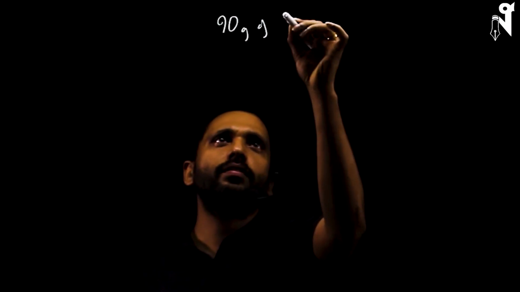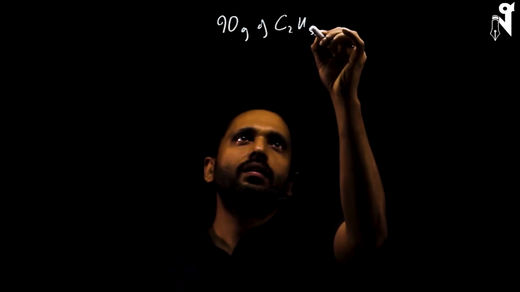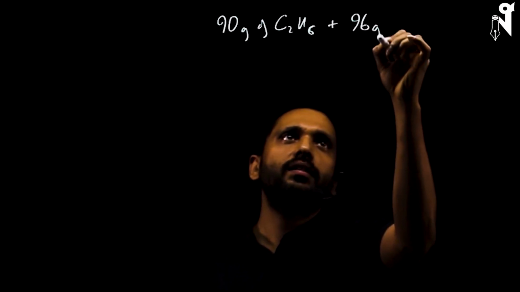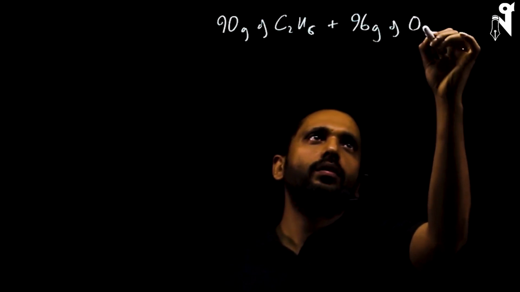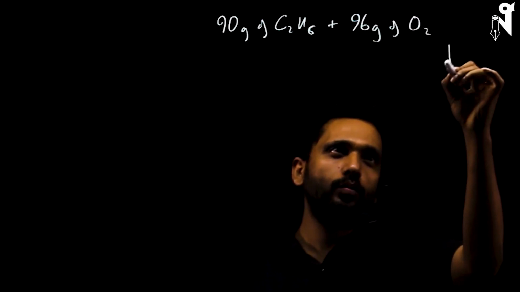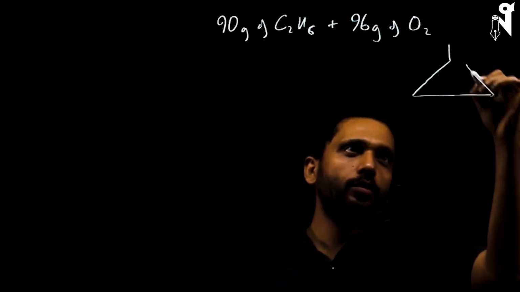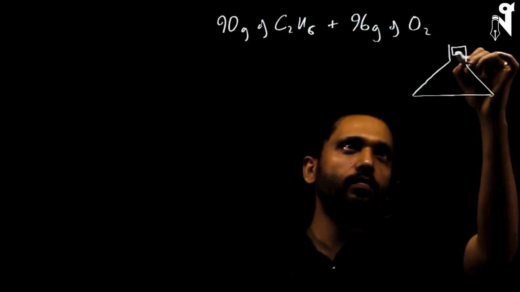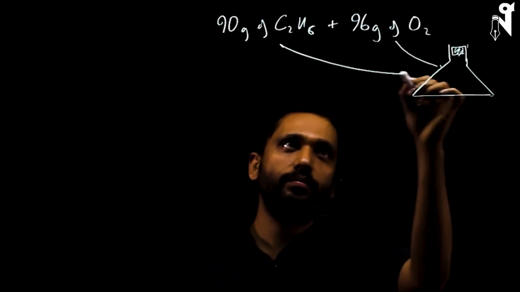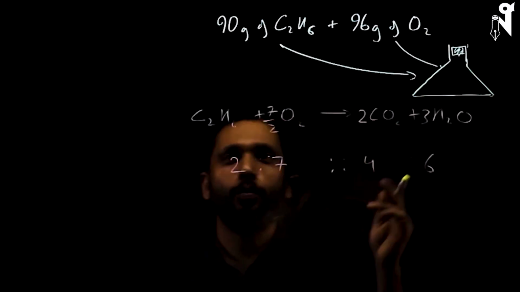So do this question then. 90 grams of ethane is reacted with 96 grams of oxygen in a closed chamber. So what all species, how many grams of them will be there in that chamber? Initially, that's the thing. Okay, do it fast. Hope you got it right.